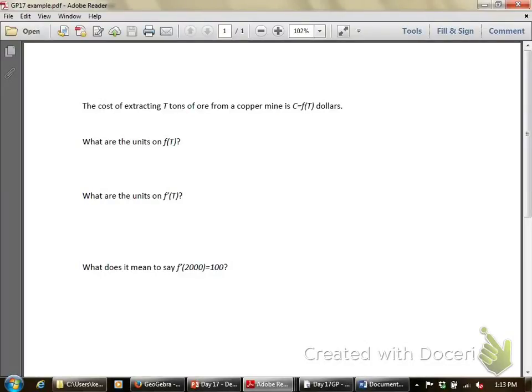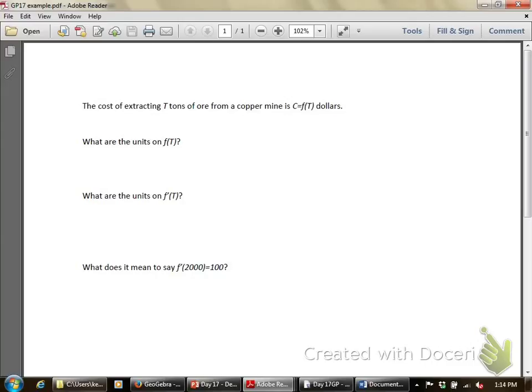Let's do an example of how the units on derivatives really work and how we think about what we take the derivative with respect to. So the cost of extracting T tons of ore from a copper mine is C equals F of T dollars. So we want to know first, what are the units on F of T? F of T is this function whose input is T tons of ore, and the output is the dollars.